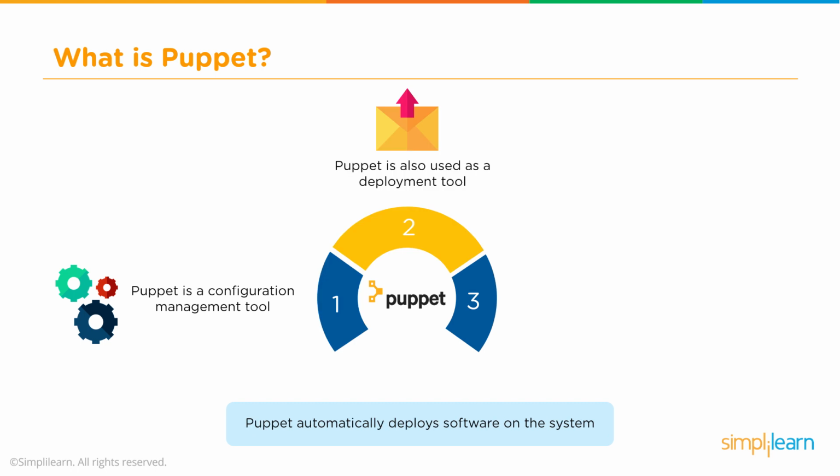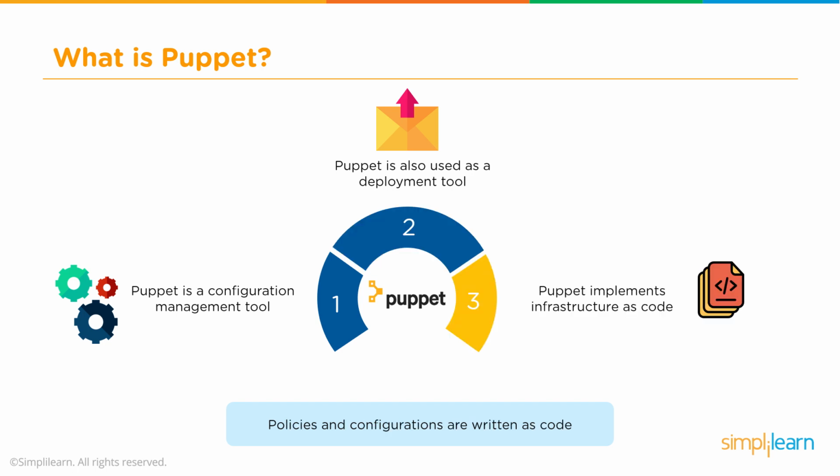Secondly, Puppet is also a deployment tool. This simply means that Puppet has the capability to deploy your applications, your services, your software, all of this on your nodes automatically. And finally, Puppet implements infrastructure as code. Now this term infrastructure as code is a very important one when it comes to the DevOps approach. You would have noticed this term being used in our previous video on Chef. If not, you can always click the top right corner to know more.